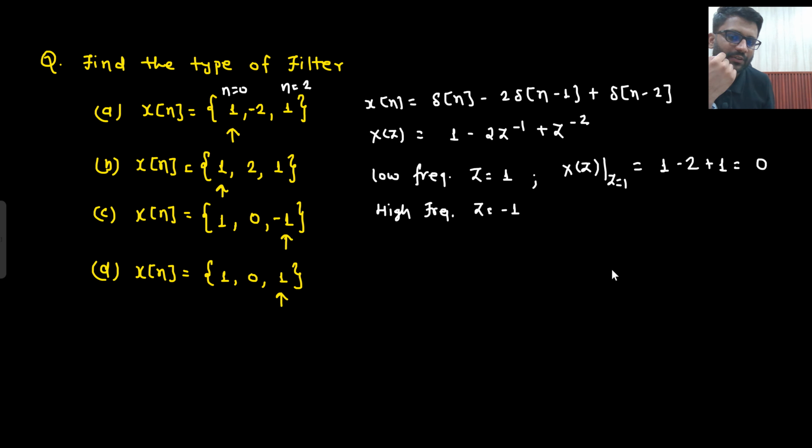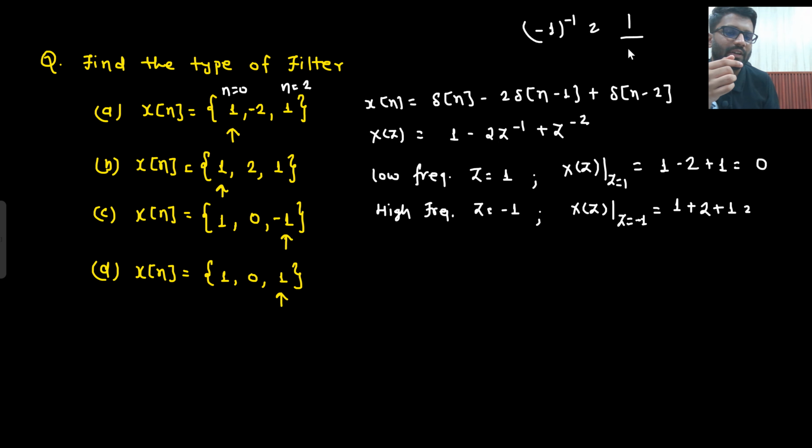High frequency means z equals minus 1. So the value of X of z at z equals minus 1 would be 1 plus 2 plus 1. If you put minus 1 here, minus 1 to the power minus 1 means 1 upon minus 1 to the power 1, so that would be minus 1 only. And minus 1 to the power minus 2 means 1 upon minus 1 to the power 2, that would be plus 1. So plus 1 plus 2 plus 1, the answer would be 4.